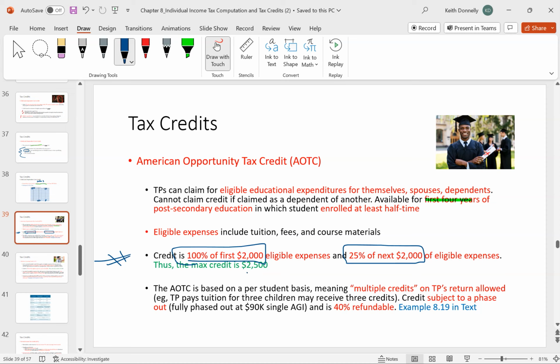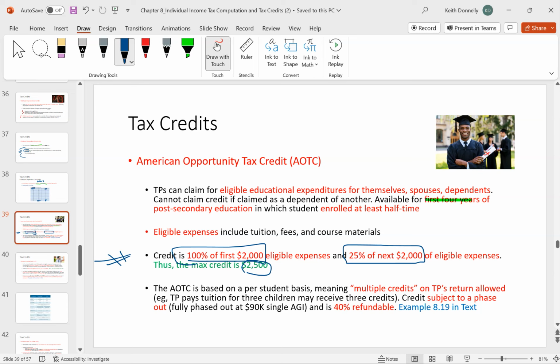2,000 plus 500. The max credit you can get for this is $2,500. And be aware that a taxpayer on a single return can receive multiple credits. What I mean by this is, maybe we have 3 kids. We pay for 3 of their colleges. We can get 3 of these credits. There's a phase out. Don't be too concerned with phase out numbers, but that's the idea with it.